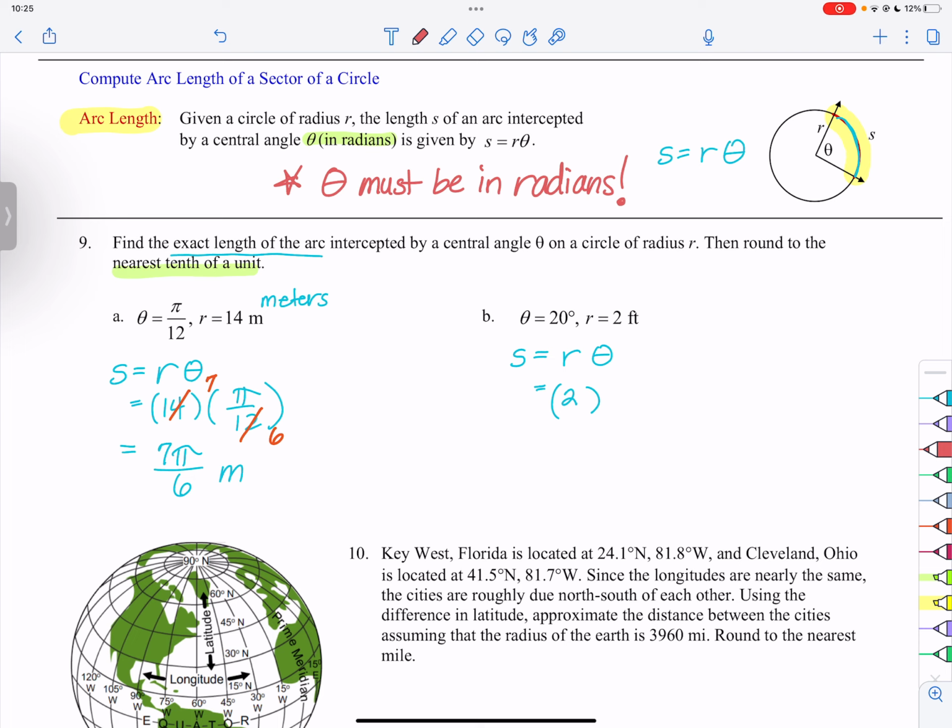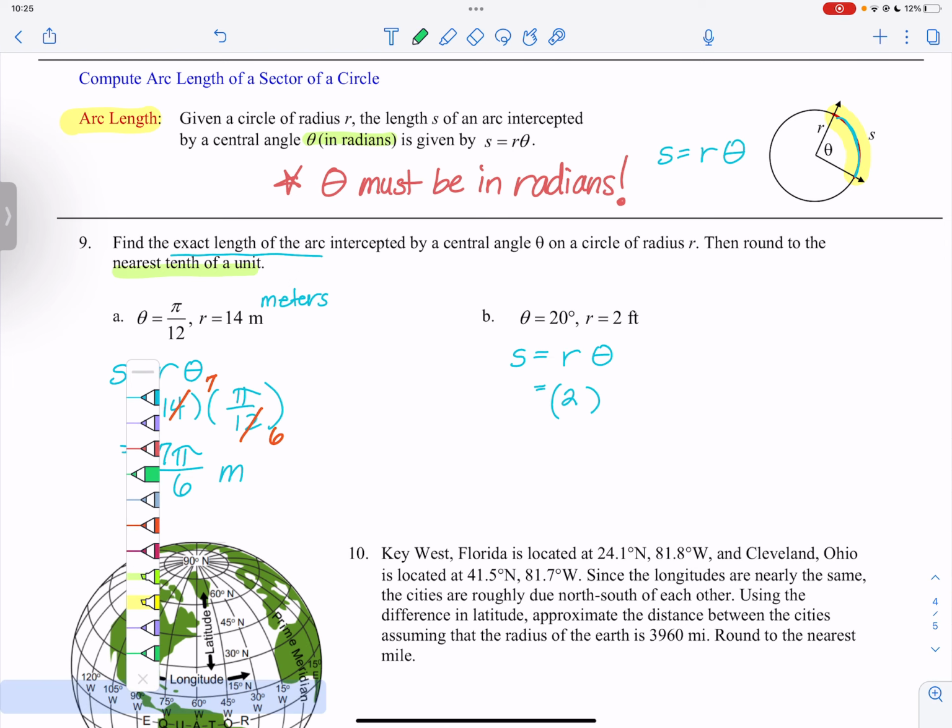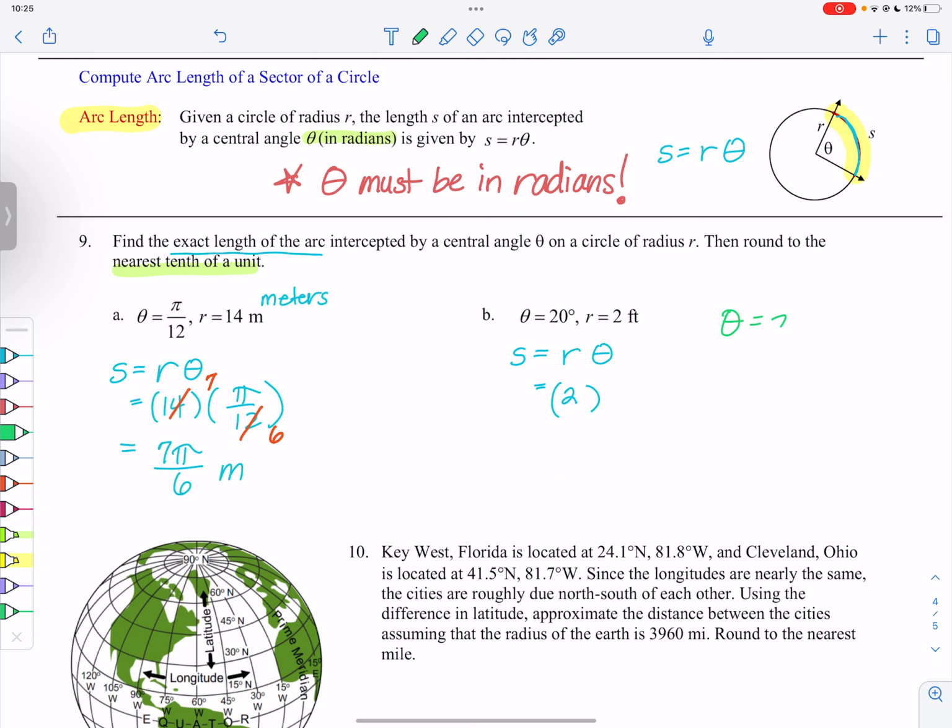Okay, so let's go over here to the side of our paper. And if we have theta, theta is equal to 20 degrees. And remember, we're going to have pi divided by 180 degrees. And that's equal to pi over 9 radians, okay? So those degrees canceled, remember? And then 20 over 180 is 1/9.